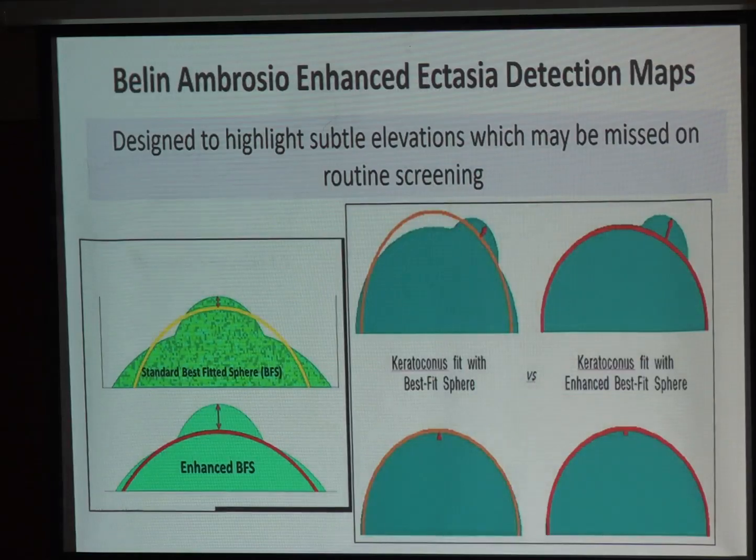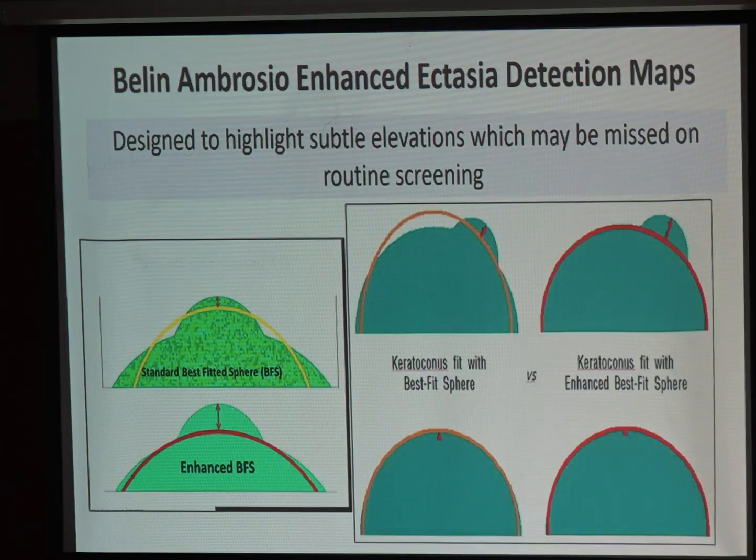And this again Dr. Alisha talked about. The concept of a Belin Ambrosio is just to highlight the subtle irregularities. Advanced cases you can see with anything. You can see even on a slit lamp. You will see Vogt's striae, you will see scissoring reflex. It is the early cases we want to detect.